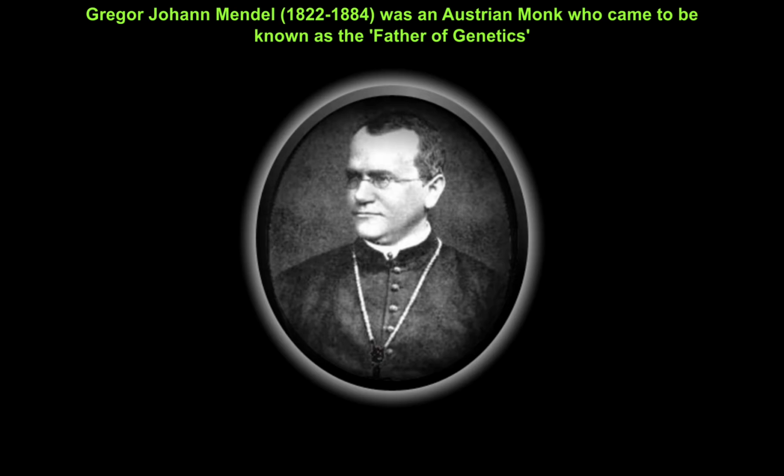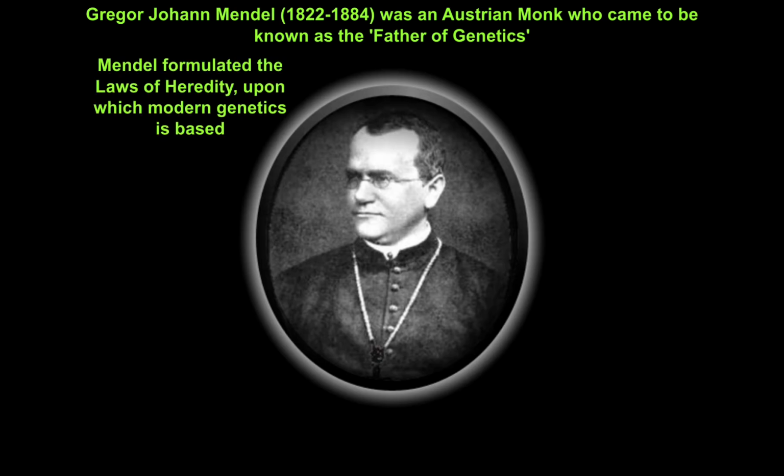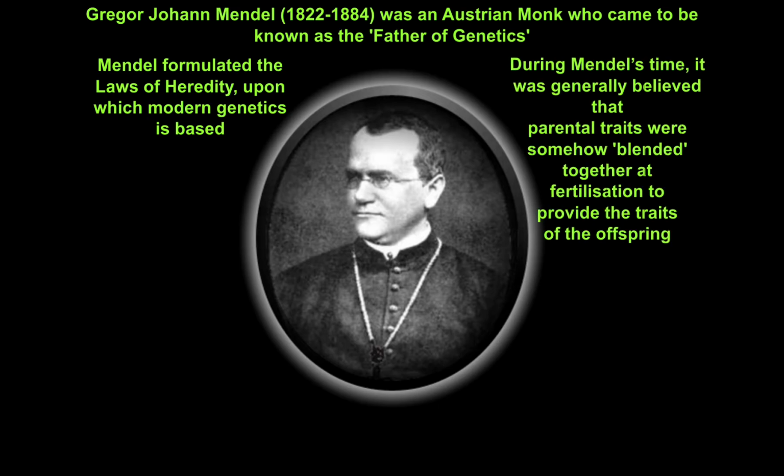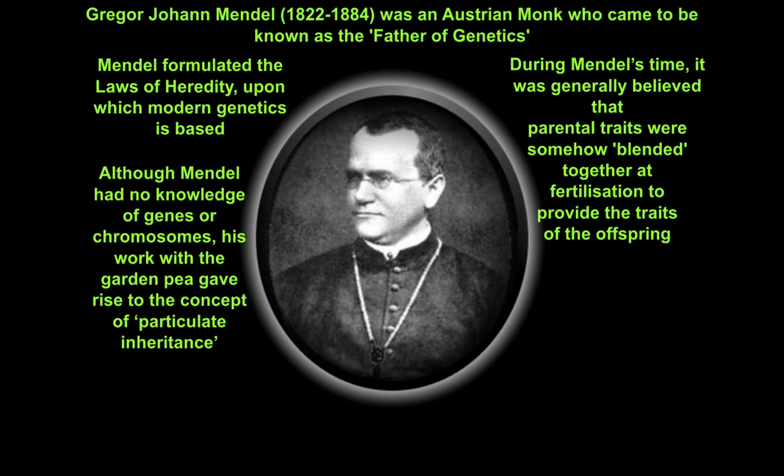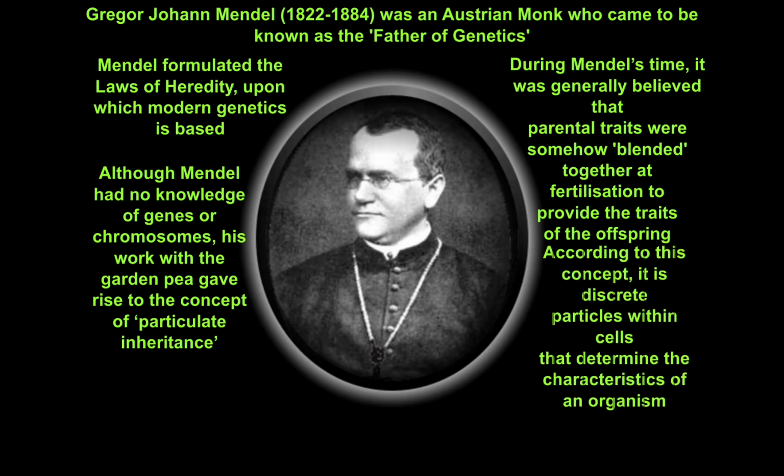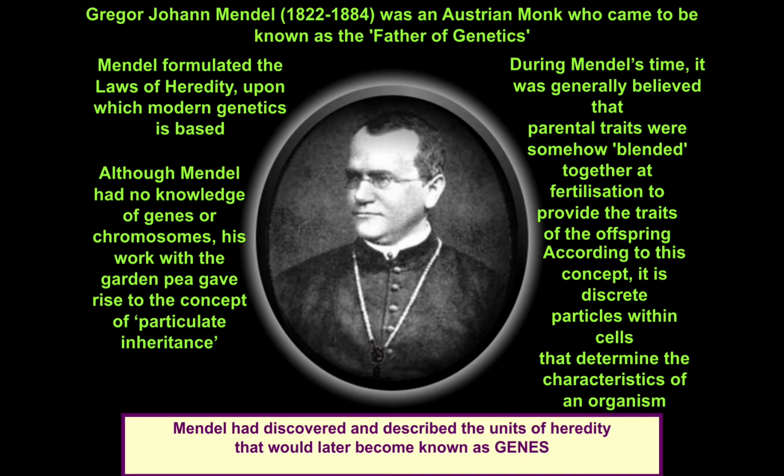So Gregor Mendel was an Austrian monk who became known as the father of genetics. He formulated laws of heredity upon which modern genetics is based. During his time, it was generally believed that parental traits were somehow blended together at fertilization to provide the traits of the offspring. Although Mendel had no knowledge of genes or chromosomes, his work with garden peas gave rise to the concept of particulate inheritance. According to this concept, it is discrete particles within cells which determine the characteristics of an organism. Mendel had discovered and described units of heredity that later became known as genes.